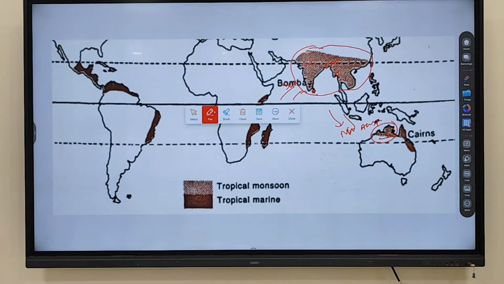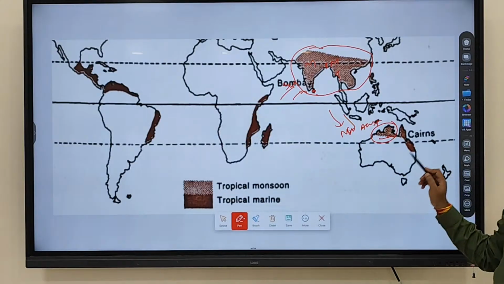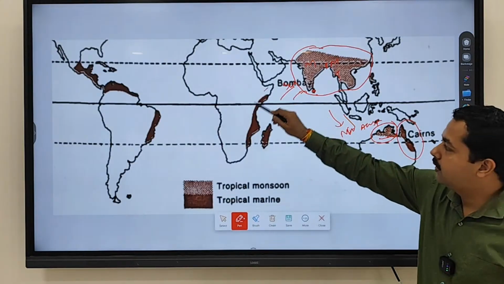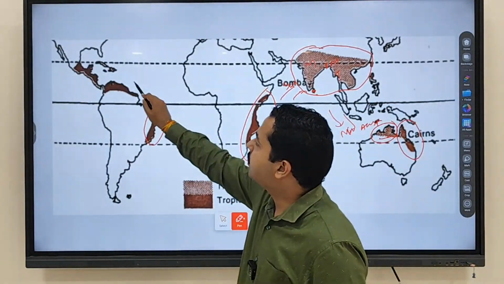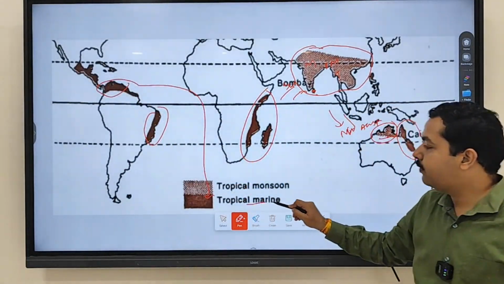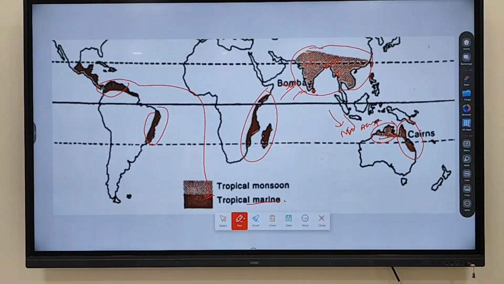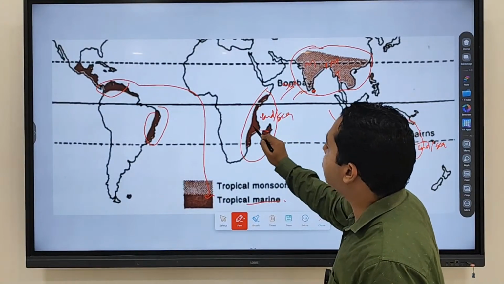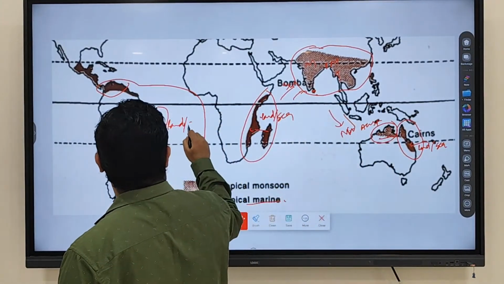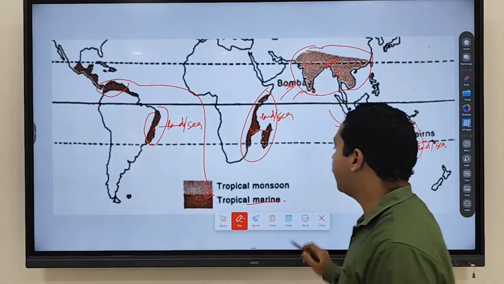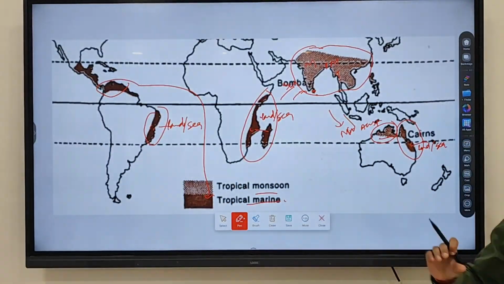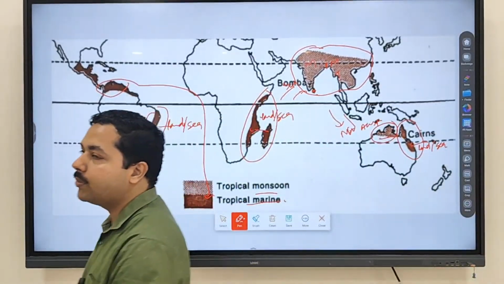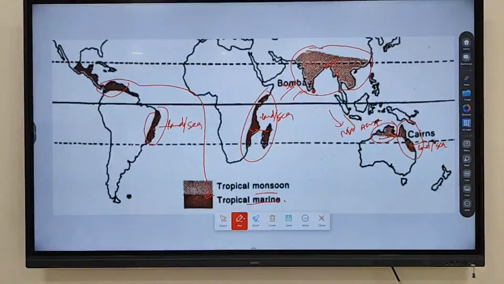Fine. Now, you'll also find these regions on the eastern side. You are finding more of which type of climate? Marine climate. Why? Because they are influenced by land and sea breeze. They are influenced by which type of breeze? Land and sea breeze. That's why you are seeing more of a marine type of climatic condition. Clear? So you have two different types of climate: one is tropical monsoon climate and another is tropical marine climate.